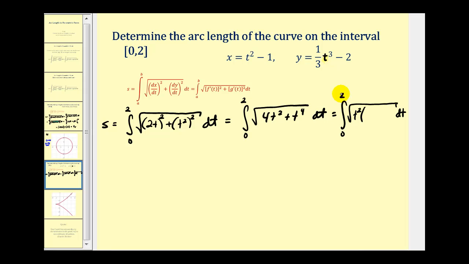So we'll have t squared times the quantity of 4 plus t squared. Now this is going to simplify because the square root of t squared is equal to t. So our integrand is going to be t times the square root of 4 plus t squared. And let's go ahead and write the square root of 4 plus t squared as the quantity 4 plus t squared raised to the 1/2 power.